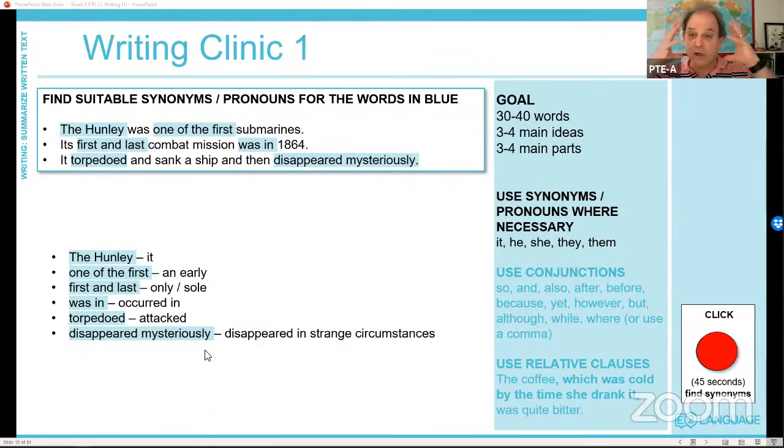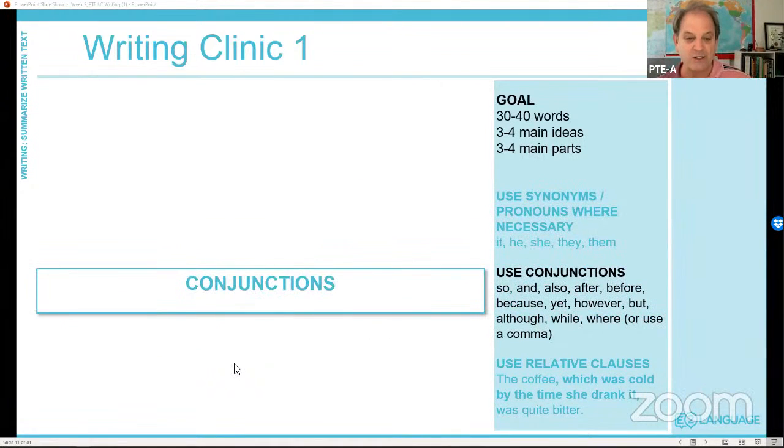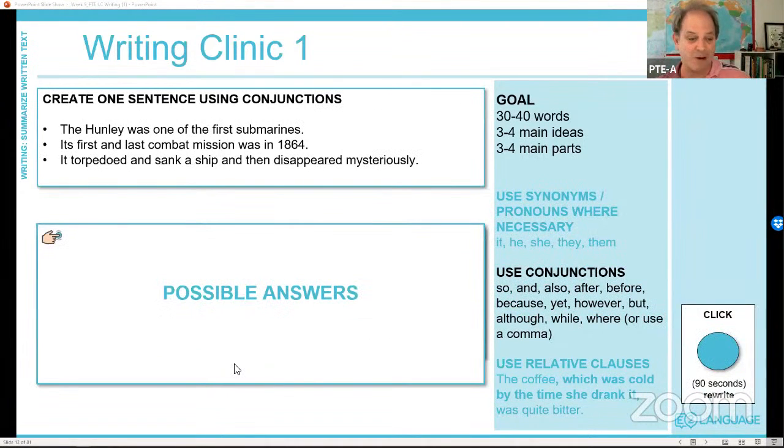Disappeared mysteriously. So we're using vocabulary, latent vocabulary, or words that we have in our memory that are appropriate in the context. Conjunctions, words that join sentence parts together.